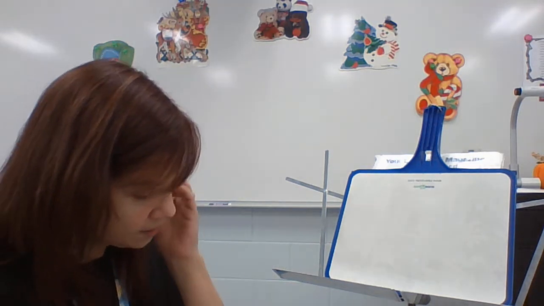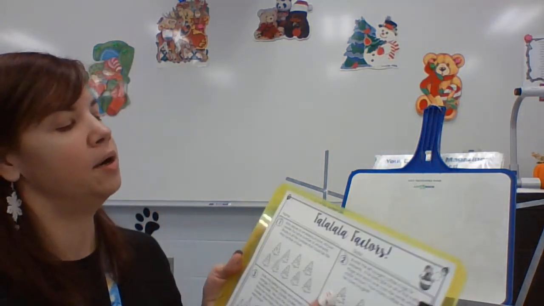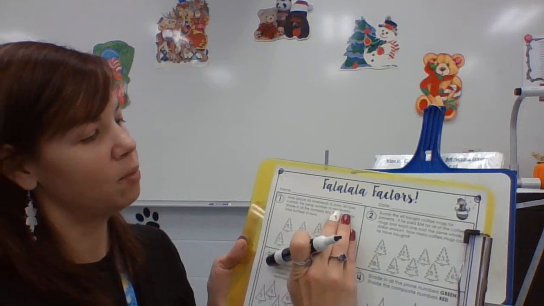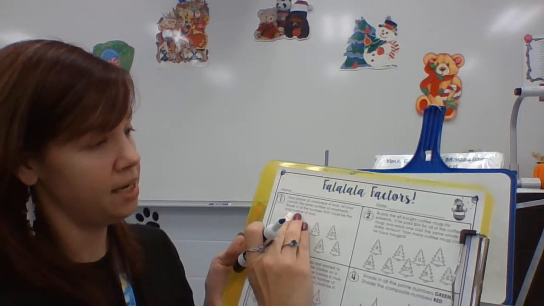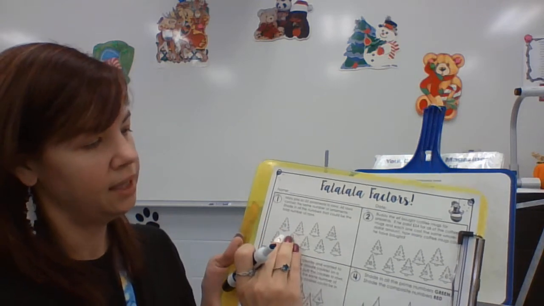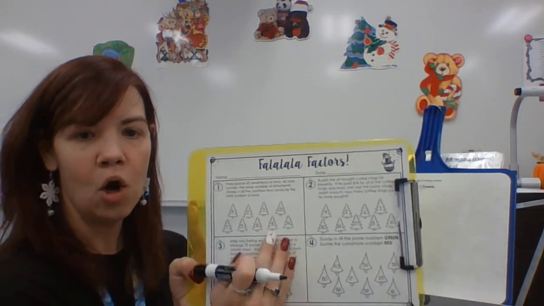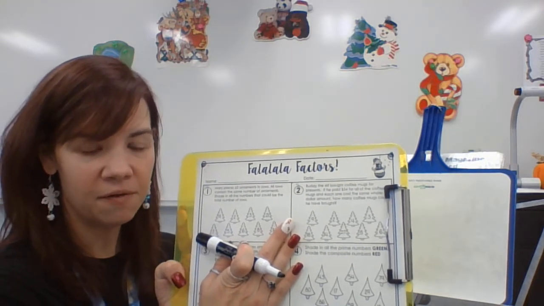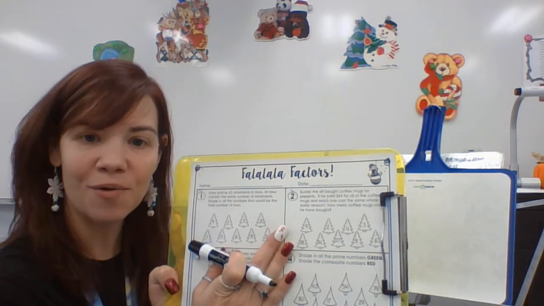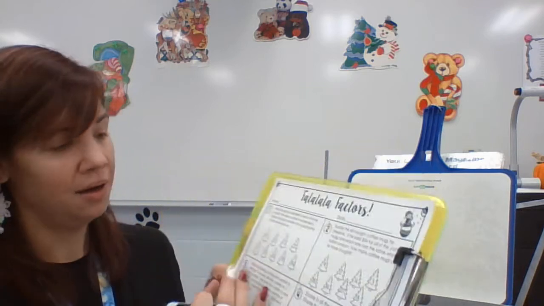All right, so number 1 says Mary places 63 ornaments in rows. All rows contain the same number of ornaments. Shade in all the numbers that could be the total number of rows. And they give us possibilities here. We're going to use these possibilities, guys, because they have the factors listed. We just have to discover which ones are and which ones aren't.